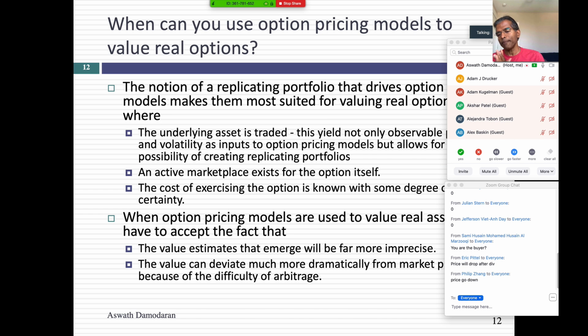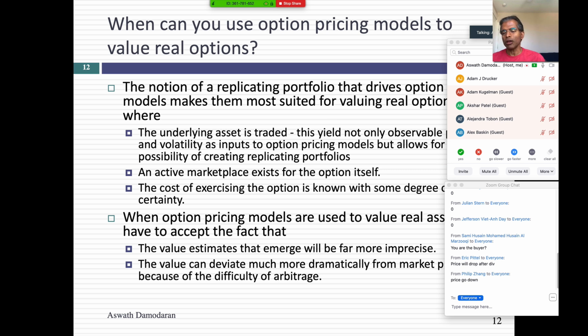Let me give you a little bit of history. Prior to 1971, people valued options like every other asset. They took expected cash flows, they discounted them back, they used a risk-adjusted discount rate, they came up with a value. And in 1971, Fischer Black and Myron Scholes came up with a revolutionary idea. They said options are derivative assets. They derive the value from an underlying asset. So we can create something that looks exactly like the option. You say, what do you mean looks like the option? It has the same cash flows as the option in every conceivable scenario, by combining the underlying asset and a risk-free asset.